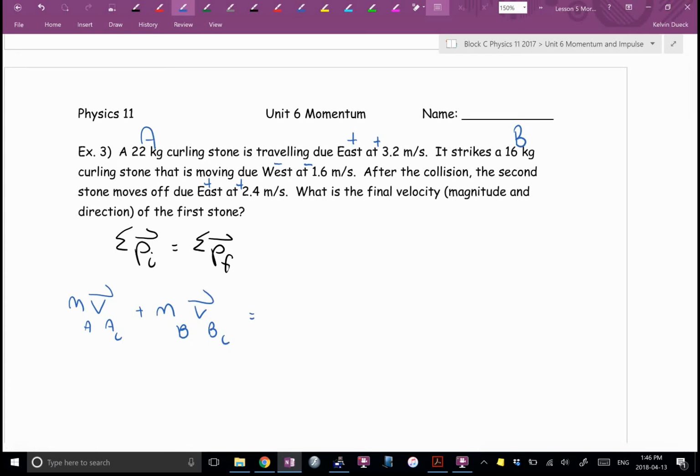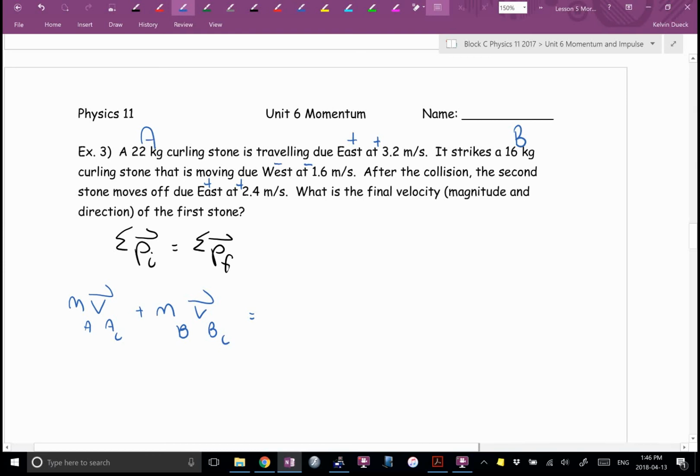Wham! They collide. I wish she wasn't wearing headphones. That would have been so much more effective, but that's okay. After the collision, mass A, mass B, both or neither. Definitely mass B, the second stone.